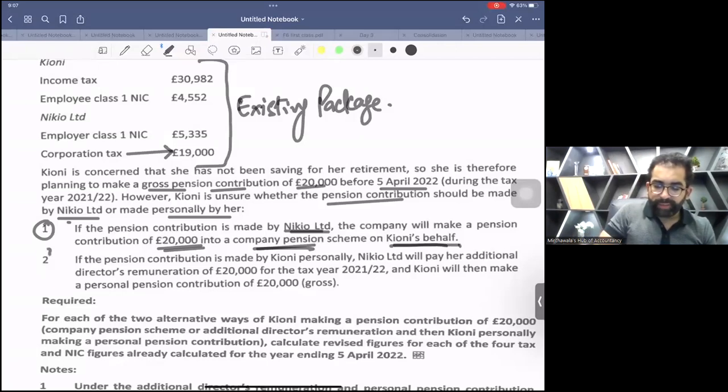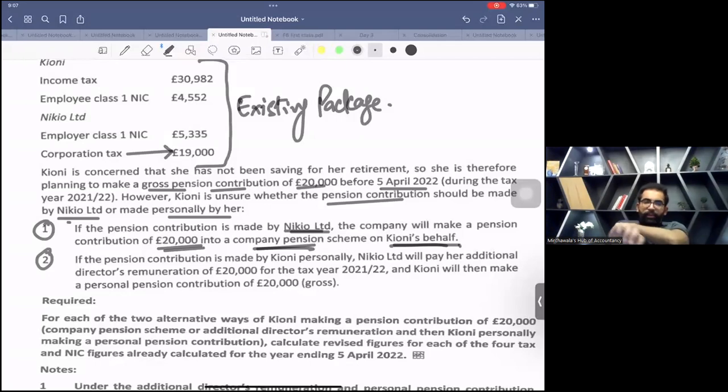I'm not reading the second option. You read the second option yourself, please.